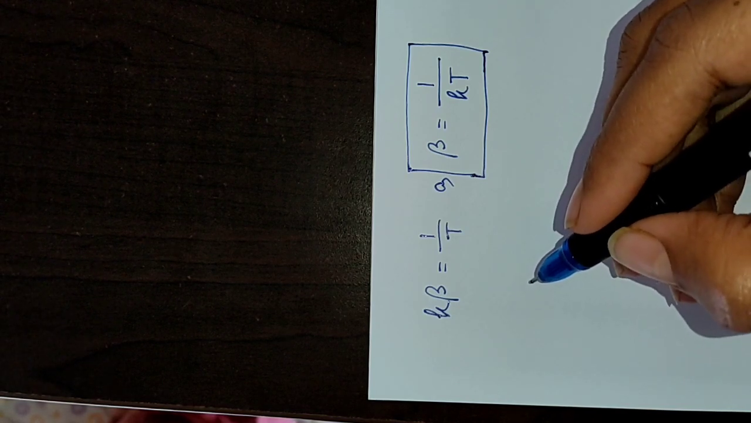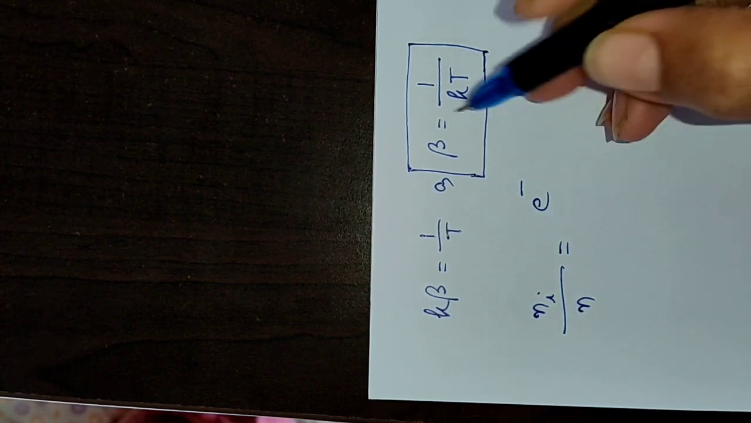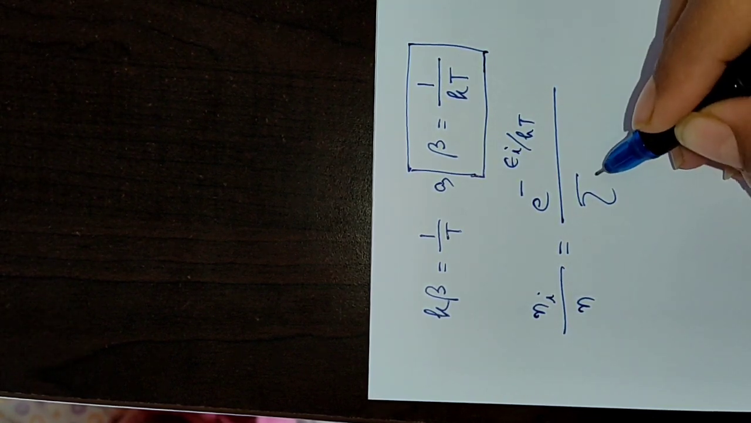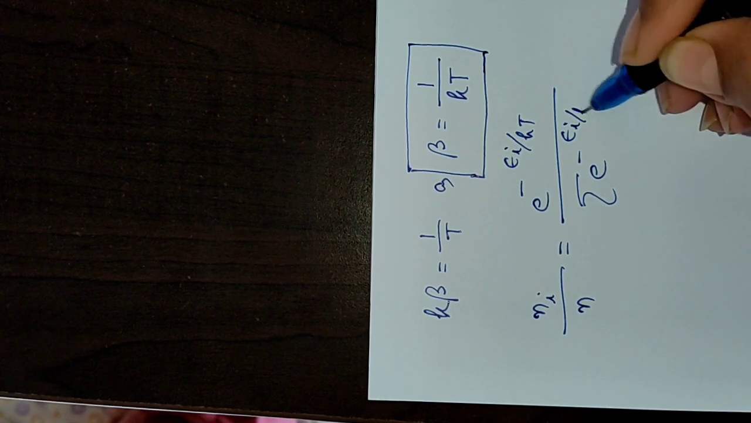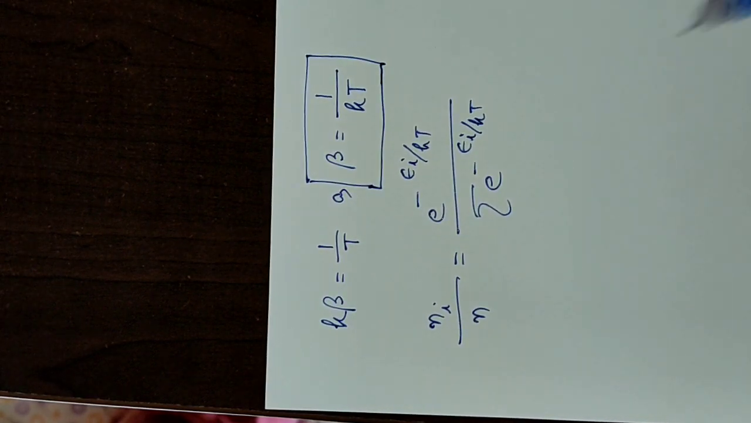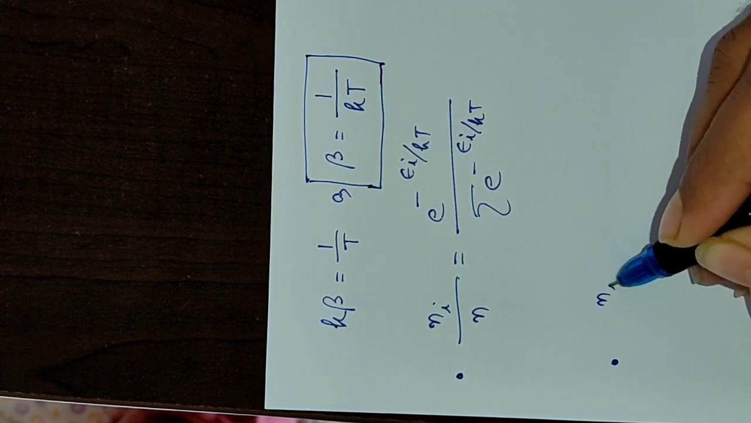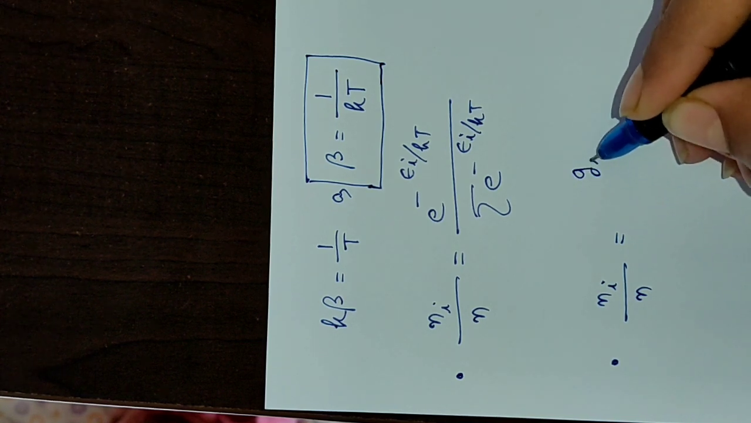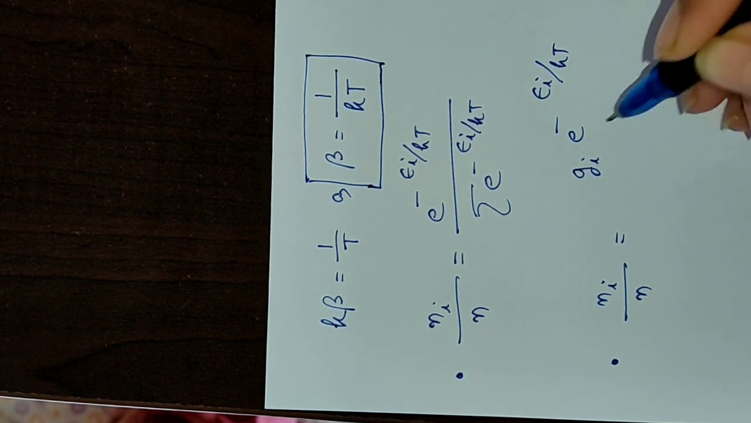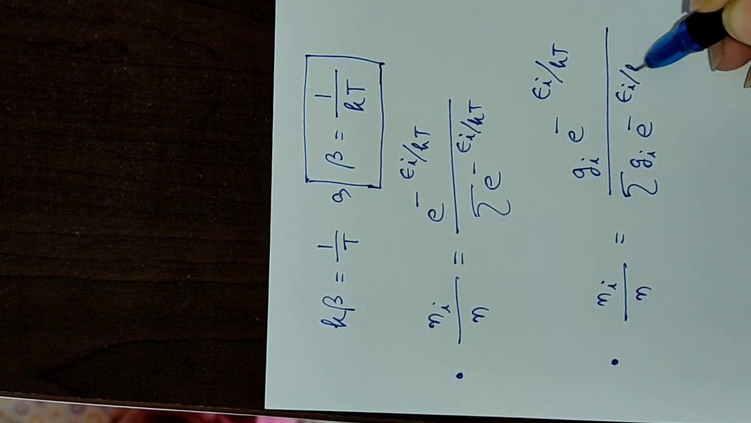Now we can rewrite the Boltzmann distribution law as ni upon n equals e to the power minus, we put the value of beta here, epsilon I upon kT. Now the partition function is the summation over all levels of e to the power minus epsilon I upon kT, in the case where there is no degeneracy. And if there is degeneracy, then this distribution law can be written with the degeneracy factor gi: e to the power minus epsilon I by kT, and the partition function is the summation over gi into e to the power minus epsilon I upon kT.